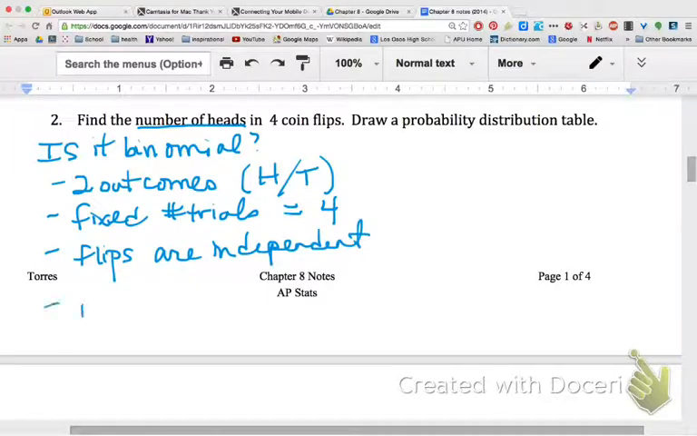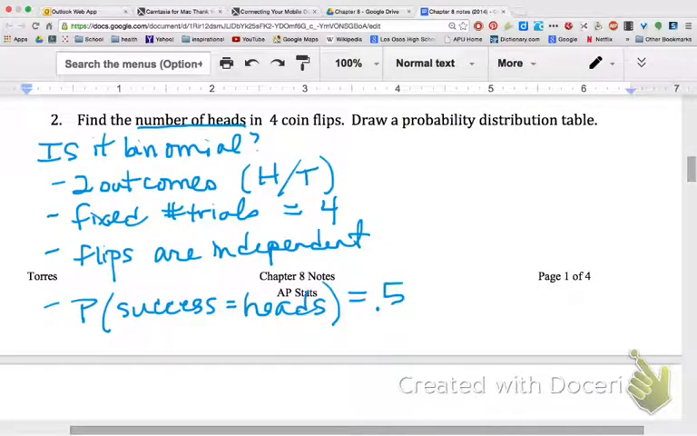And is the probability of success fixed? In this case, we'll say that's heads, since we're keeping track of heads. And the answer is yes. And again, we're going to come back and do the distribution table later.